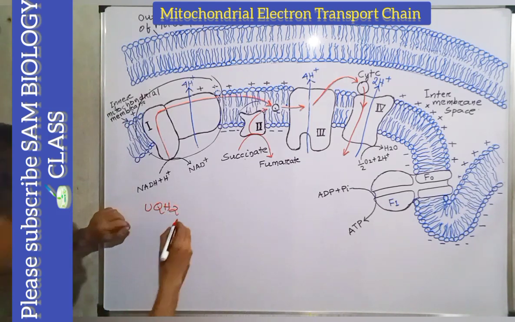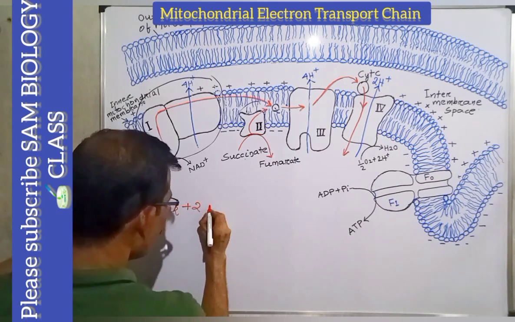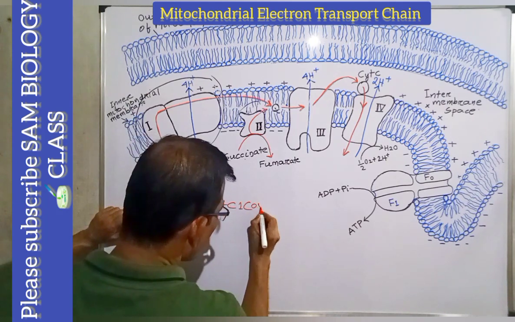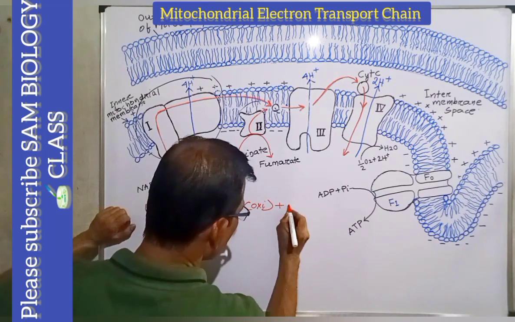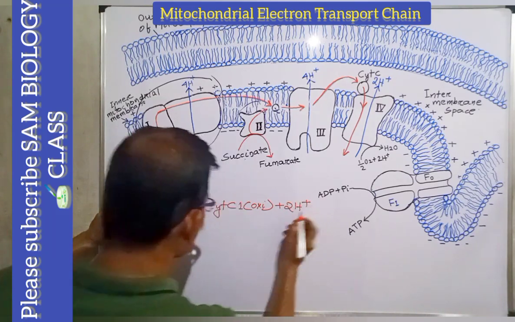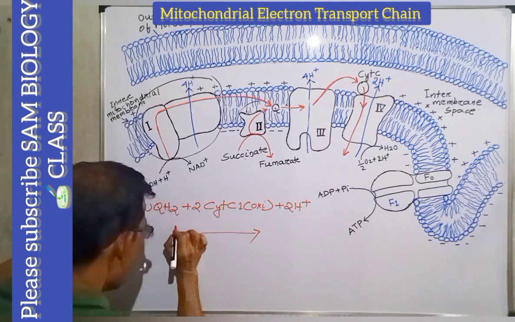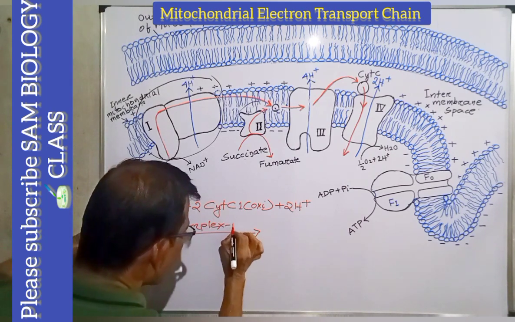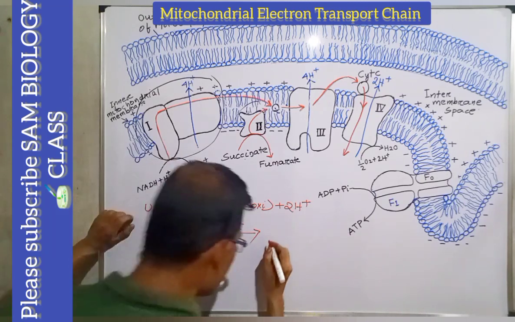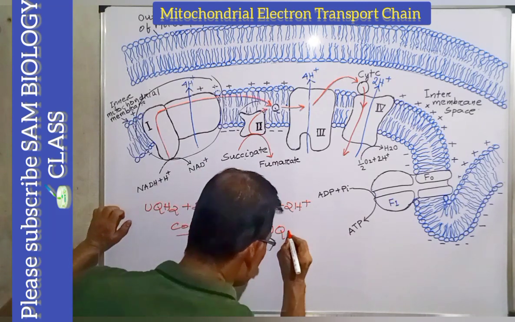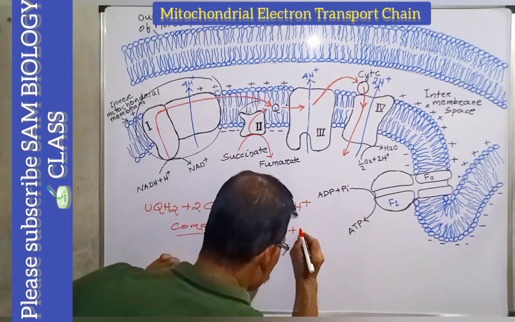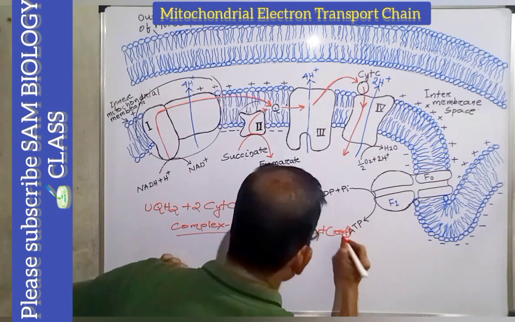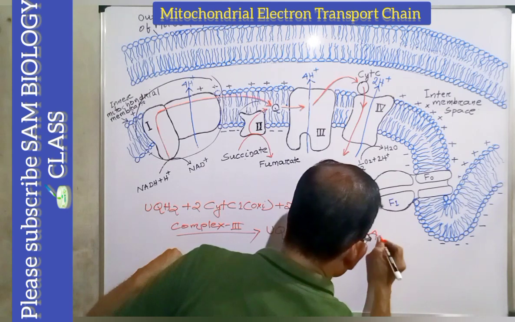UQH2, this is the ubiquinol, plus 2 molecules of oxidized cytochrome c1 plus 2 protons, in the presence of complex 3, gives rise to ubiquinone plus 2 molecules of reduced cytochrome C plus 4 protons.